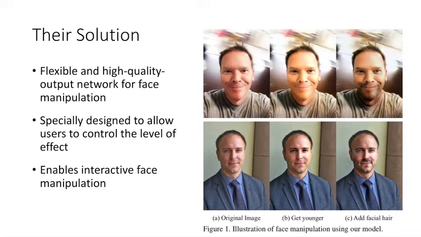The solution suggested in the paper is a flexible, high-quality output network for face manipulation. It has an encoder-decoder architecture and is specially designed to allow users to control the level of effect, thus enabling interactive face manipulation. The Facelet Bank framework that they propose only updates the middle convolutional layers to generate different effects instead of redesigning the entire framework completely. In this example, the subject is made to look younger in one image and given facial hair in another. There are also other ways to manipulate the image that will be discussed later.